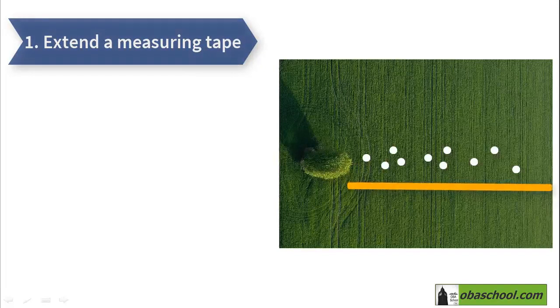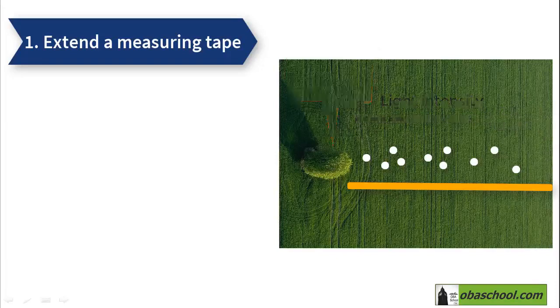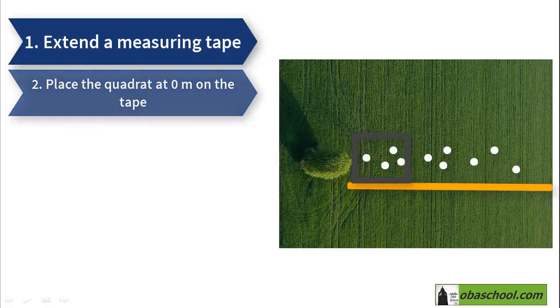Now let's start. Step 1. Extend a measuring tape from the tree to the end. So the area around the tree is the shaded area, and as we move, light intensity increases. Step 2. Place the quadrat at 0 meters on the tape.